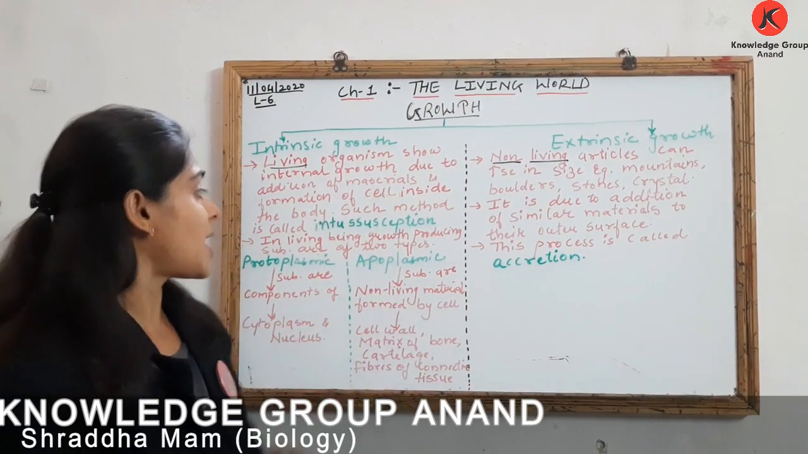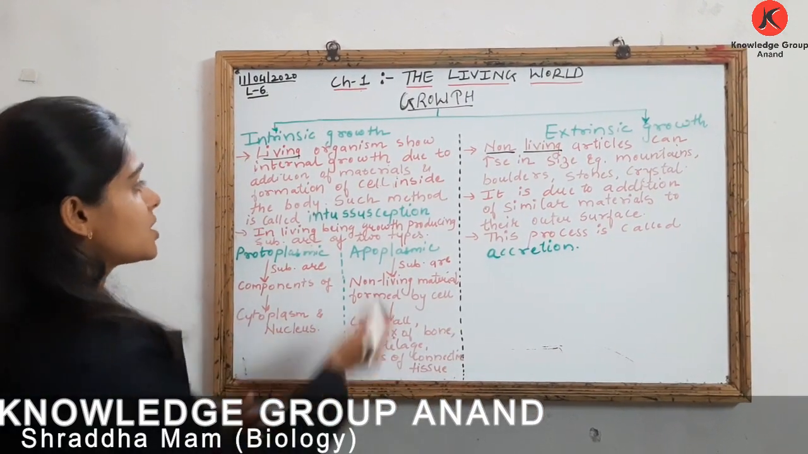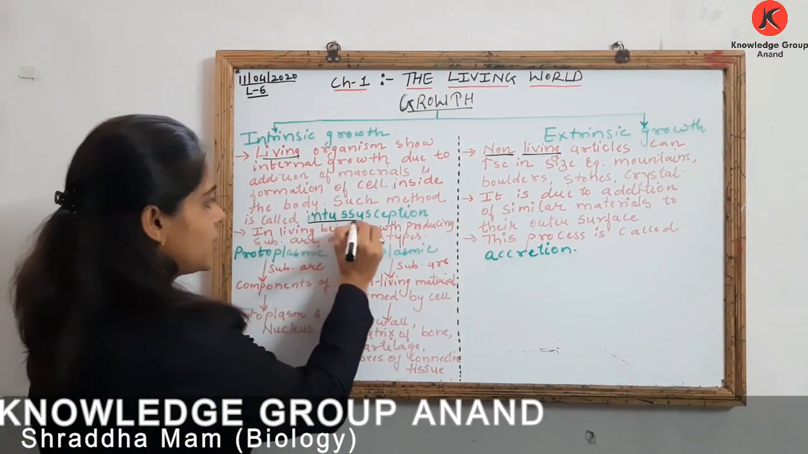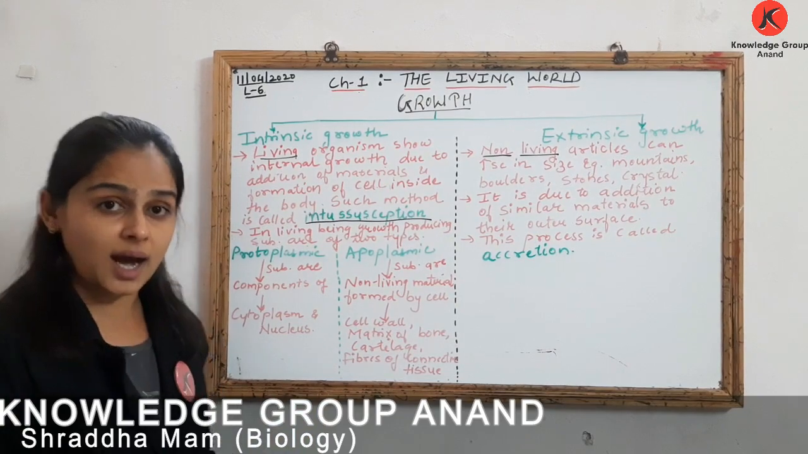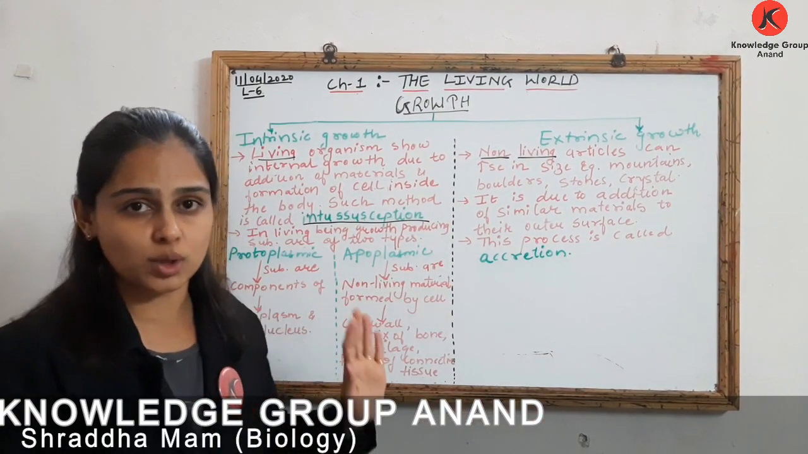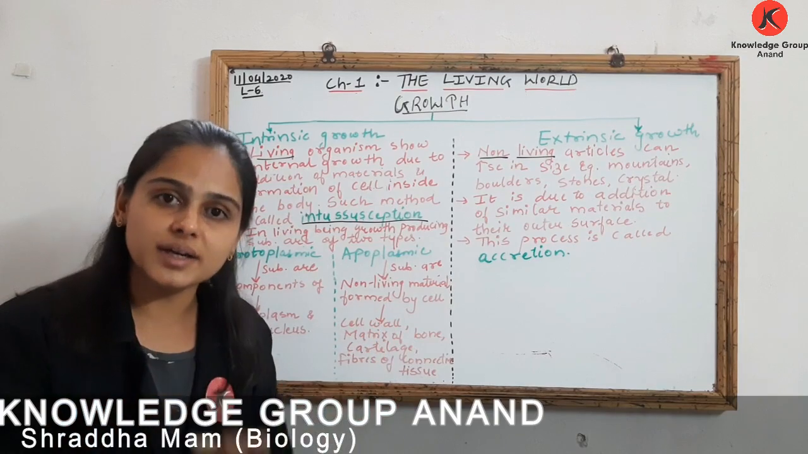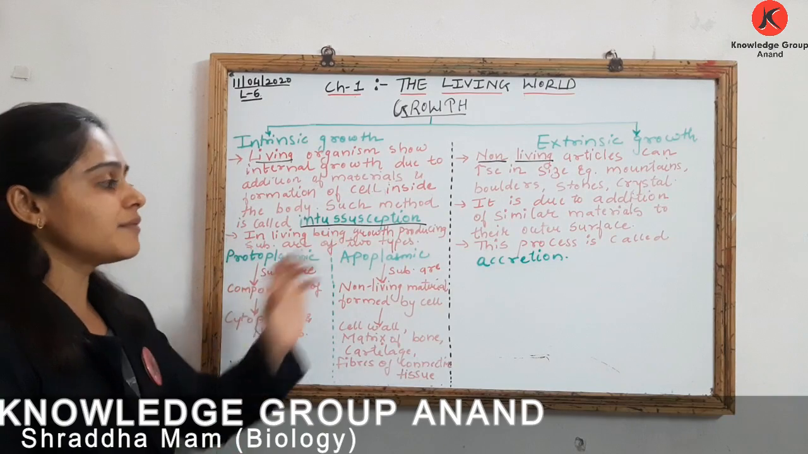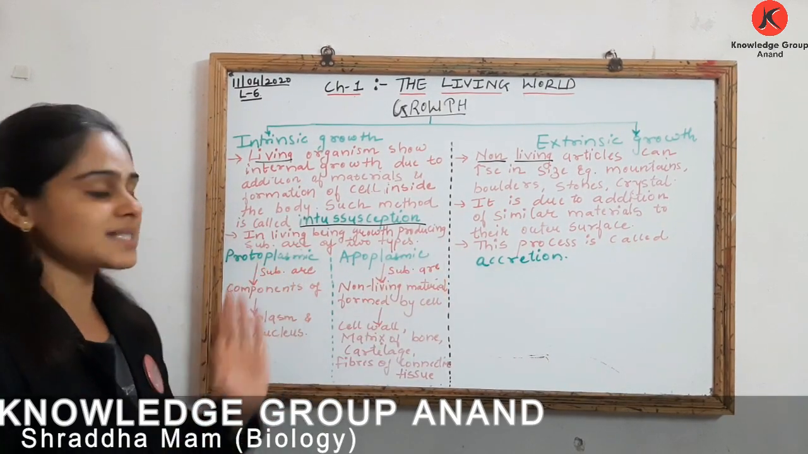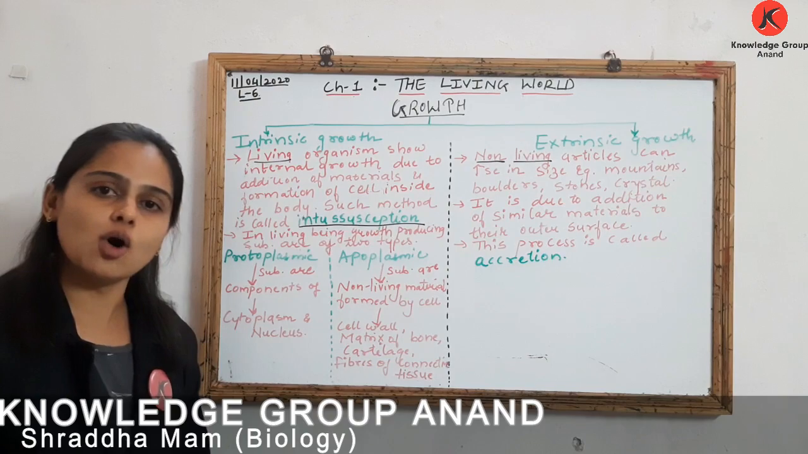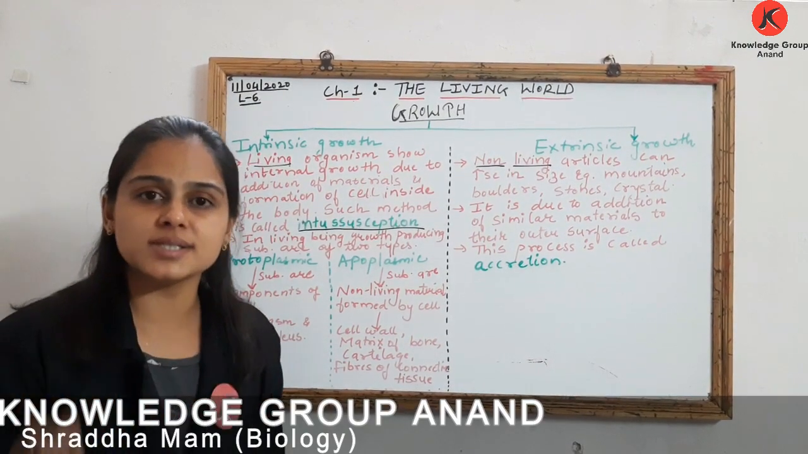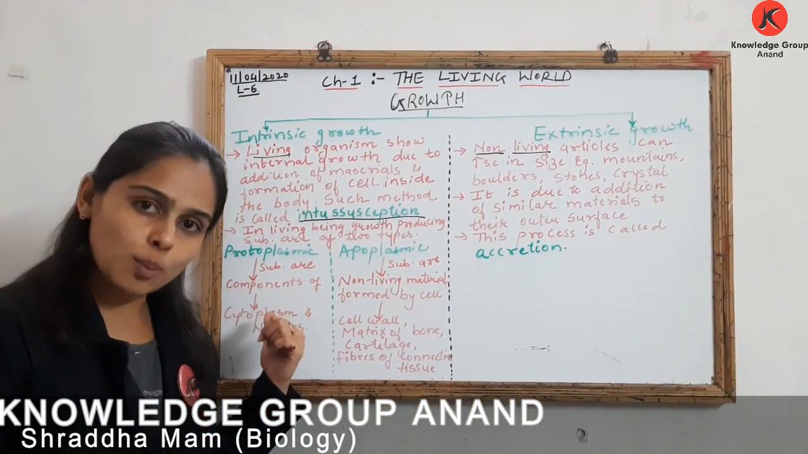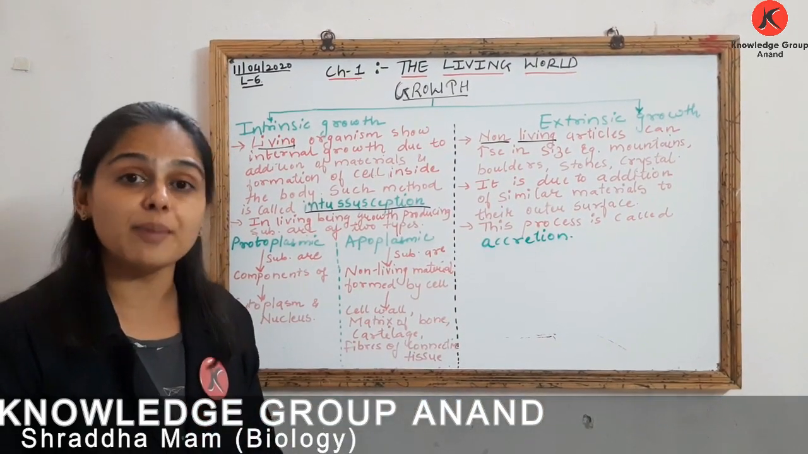Okay, so this type of growth, which occurs by addition of material inside, is called intussusception. Simple as that. Now, what I have written: in living beings, growth producing substances are of two types. Number one, as I have written, protoplasmic, and the second one, apoplasmic.